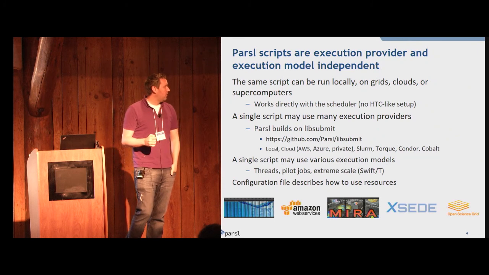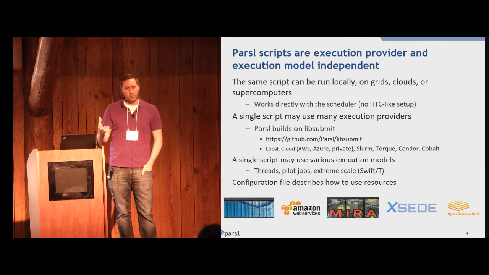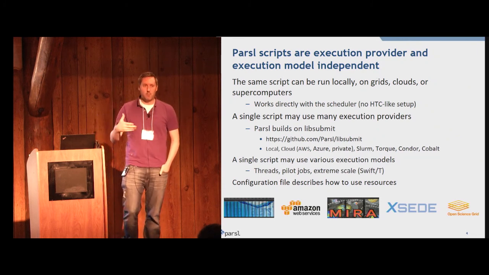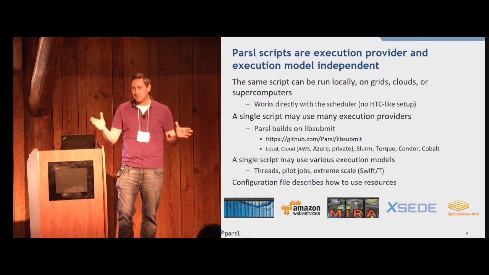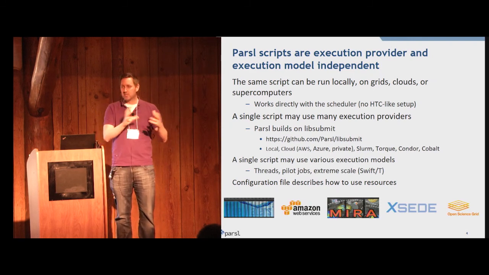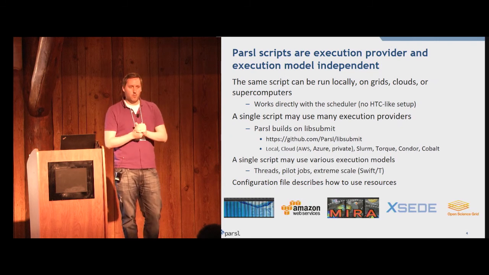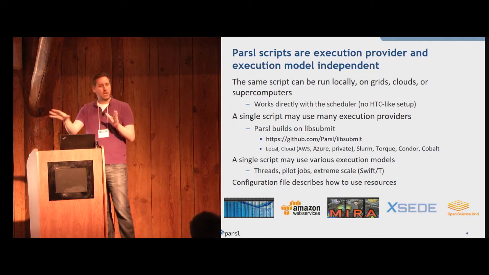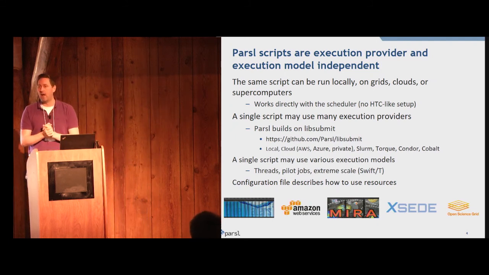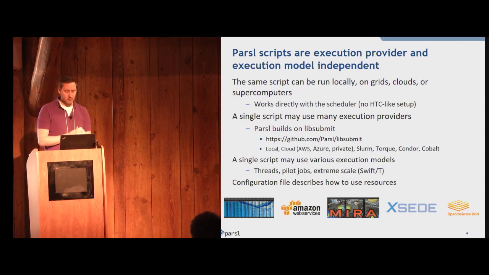And then, as I mentioned before, we talk about execution models as well as execution providers. So when I'm running locally on my machine, it doesn't make much sense for me to be using pilot jobs. It makes more sense for me to be using threads. When I'm running on a very large machine, we need extreme scale scheduling, such as what SwiftT provides. So we try and abstract this in the Parcel configuration as well. So essentially, with the same script, we can just change out the underlying execution model of how the actual tasks are executed on a machine.